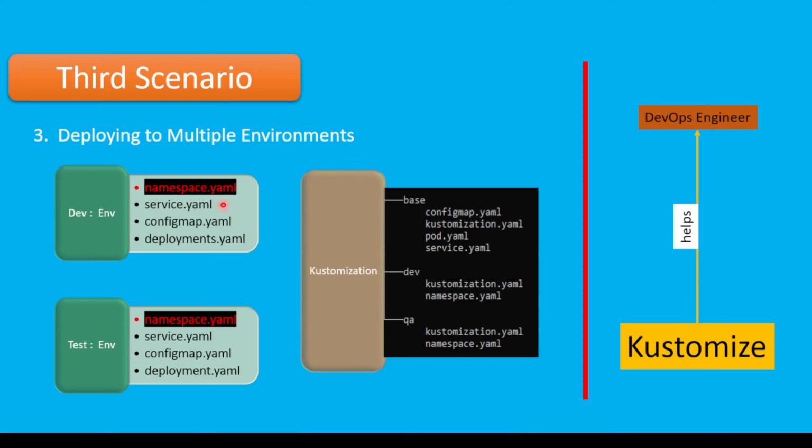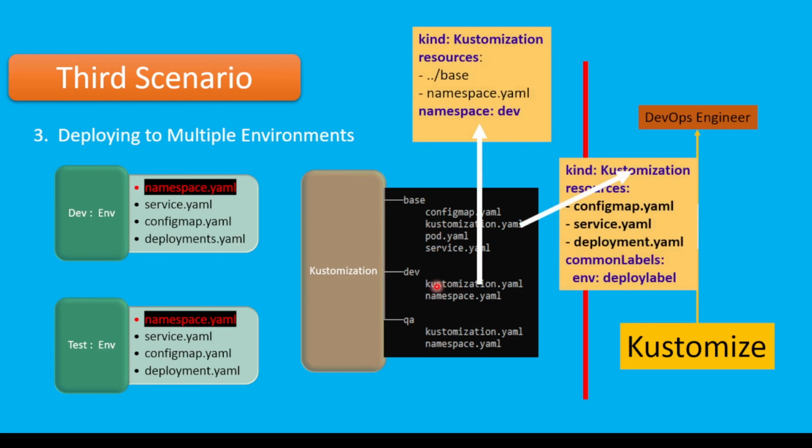All your files that are not changing will go to your base directory. Anything specific to an environment will come into the respective folder, like dev and QA. So sorry, I gave an error as a test, but it should be a test here. So here, and also if you look into the detail, you will see the customization.yaml in all your folders. It is not going to be the same YAML file across all these directories. Let us see how it differs.